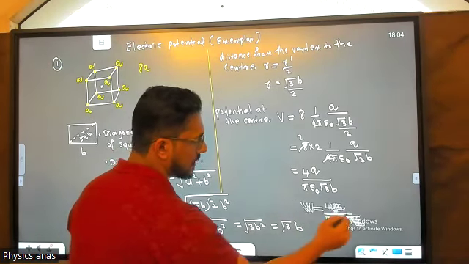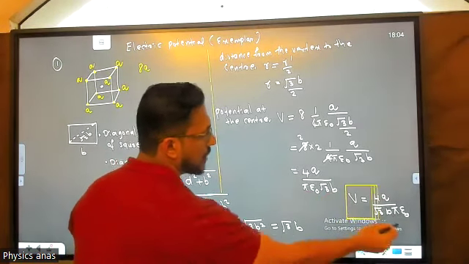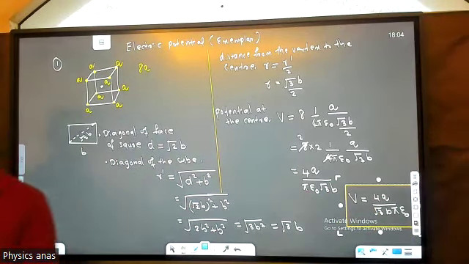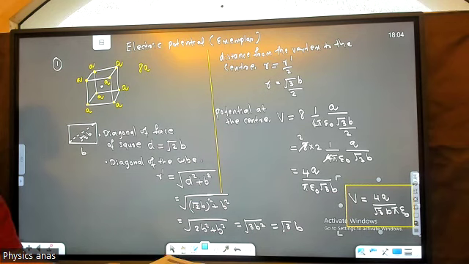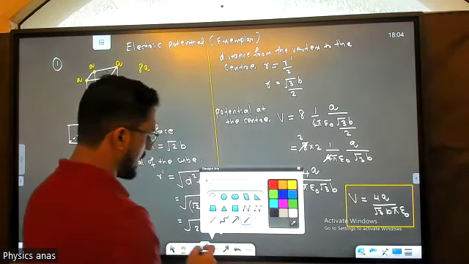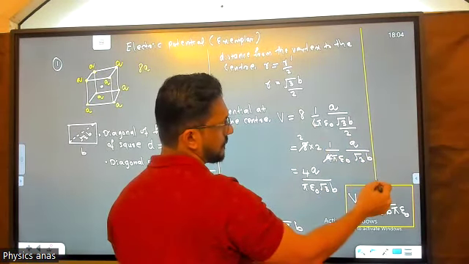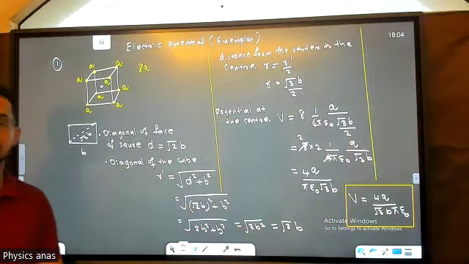This is the potential at the center. You got it? Now you have the potential at the center. What is the electric field at the center? What will be the electric field at the center?